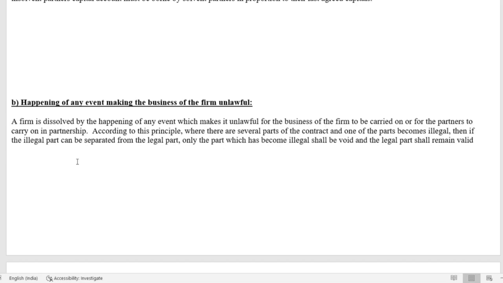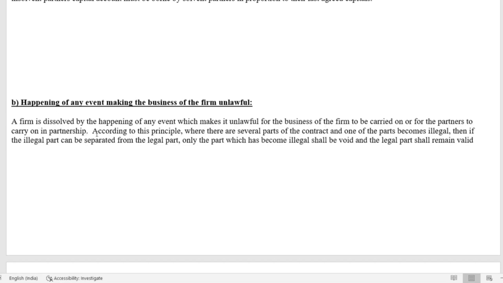So at that time, it is as good as closing the partnership firm. But if a partnership firm is doing one or more businesses, and the nature of one business becomes unlawful while the rest of the businesses remain lawful, then whichever is unlawful can be closed down, and whichever is lawful can be continued.